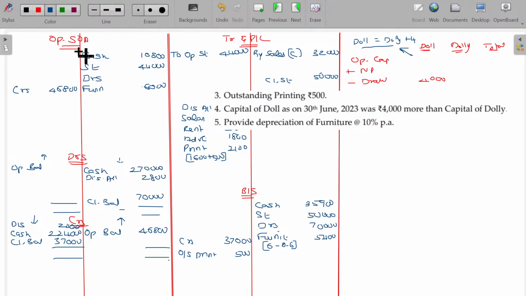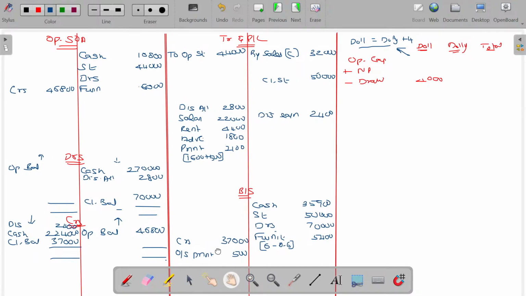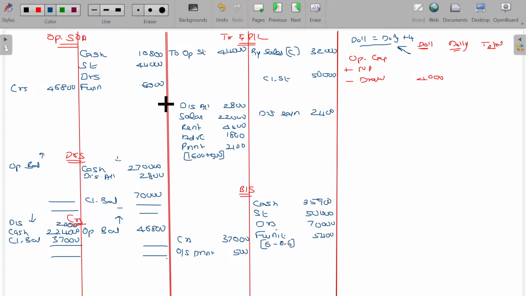Depreciation should be debited to the P&L account. Depreciation, furniture depreciation, the value being 600. Is that clear?